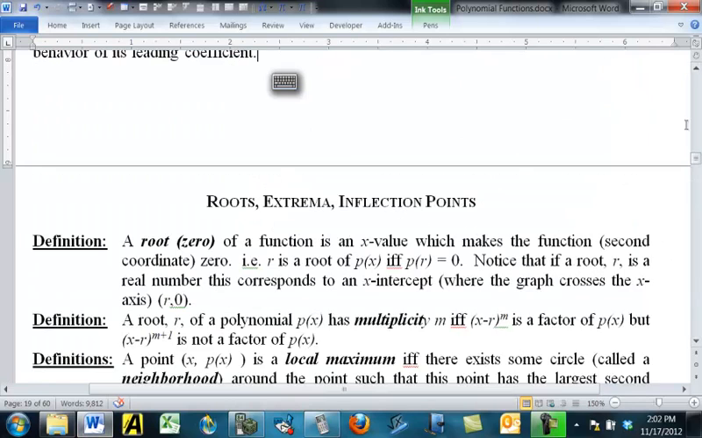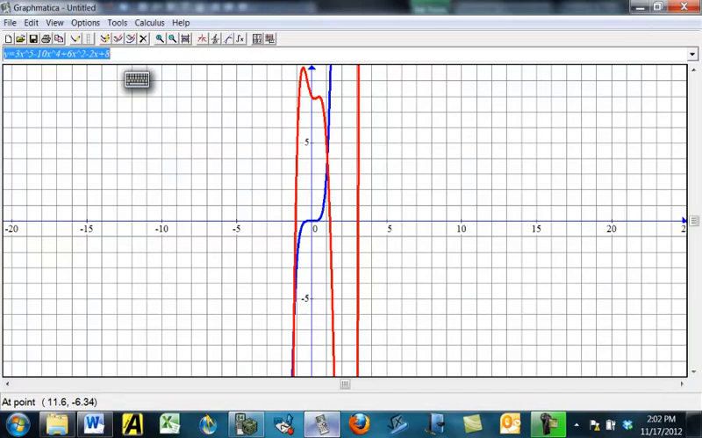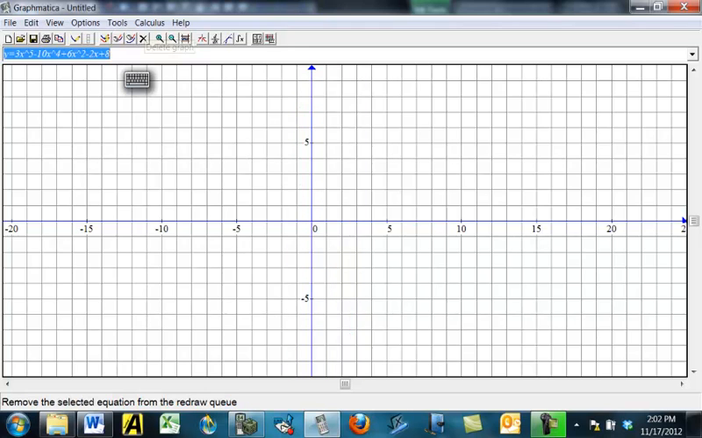So, let's summarize a couple of things. Okay, so the leading coefficient determines the direction of the arrow on the far right. If a_n is positive, then the right side arrow goes up, and if a_n is negative, it's been flipped over and it goes down. So remember, we've got our two basic setups, right?